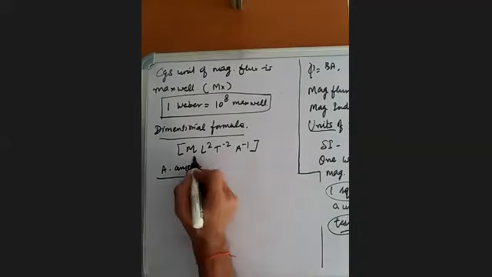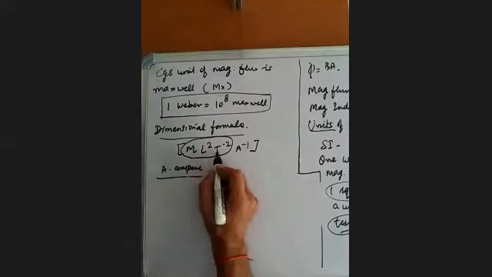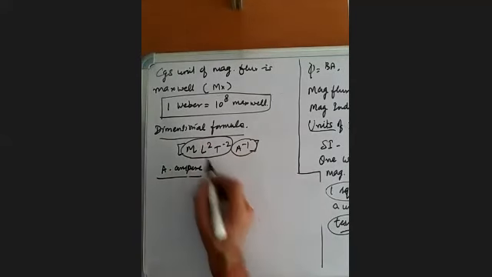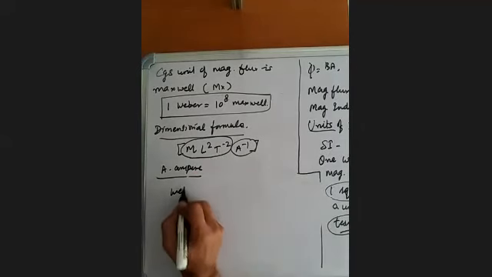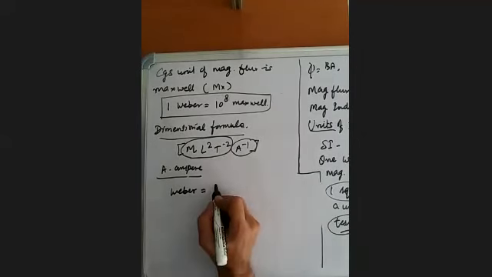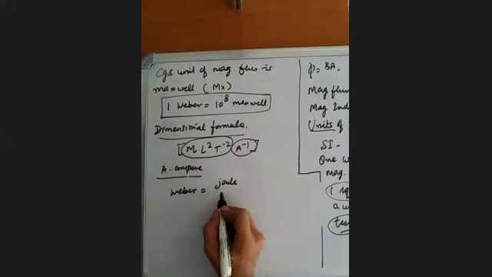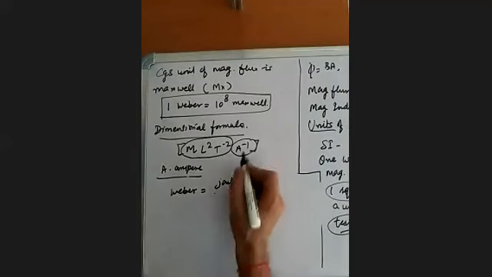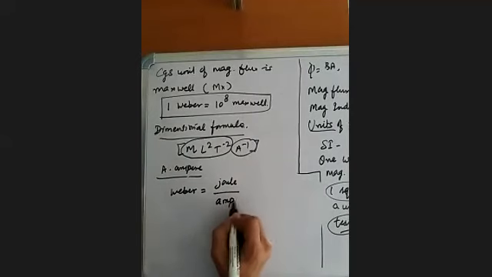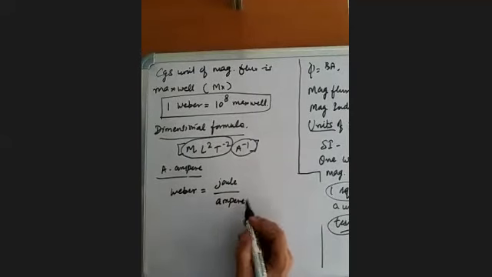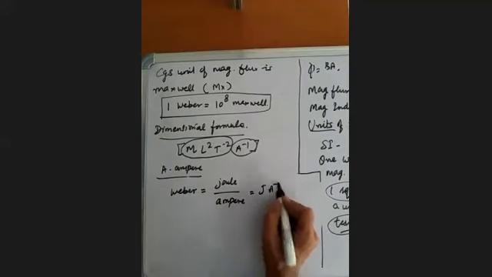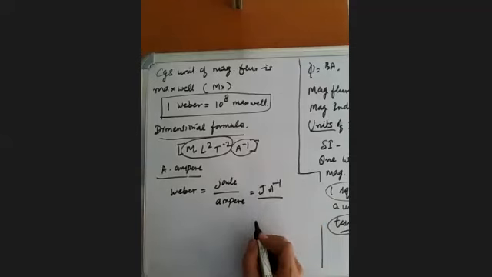Now from this, if you see the dimensional formula, this is what? M L squared T minus 2, and this is per unit ampere. So M L squared T minus 2 is the unit of energy, which is joule. We can write Weber is equal to, so unit of energy is joule, and in the denominator we write ampere. So joule per ampere. So 1 Weber is also given by joule per ampere.